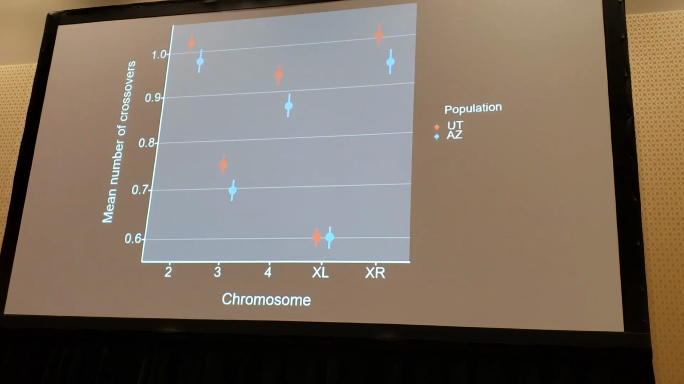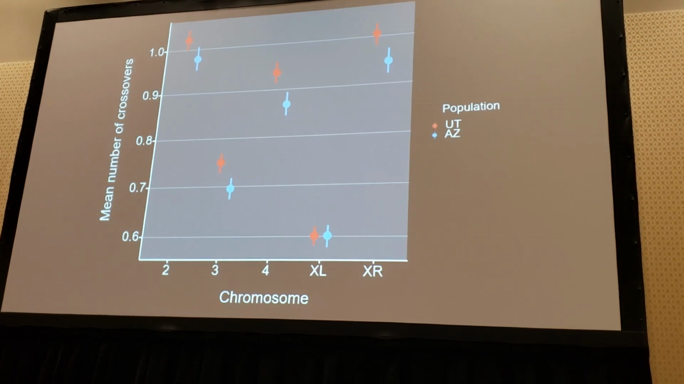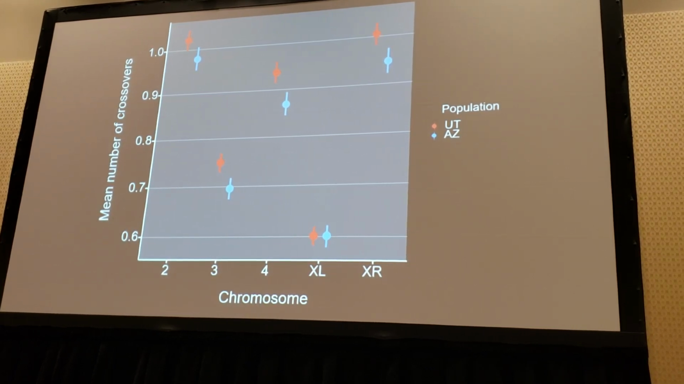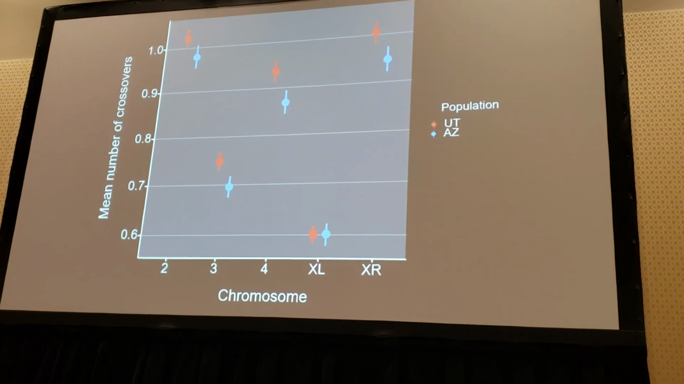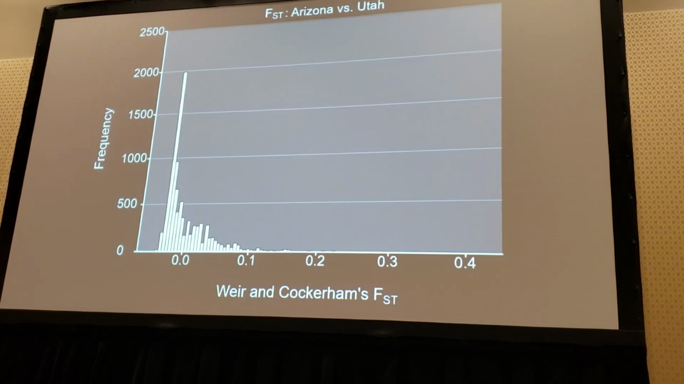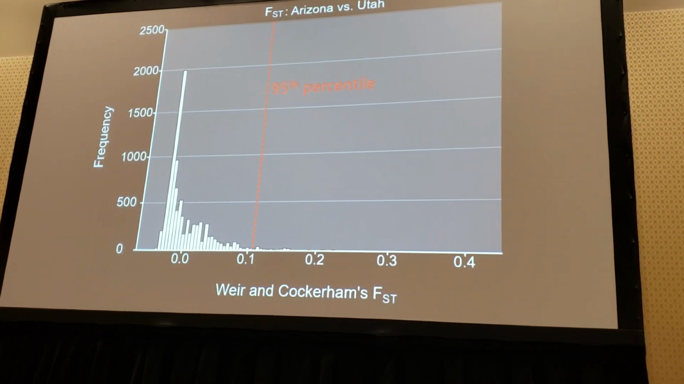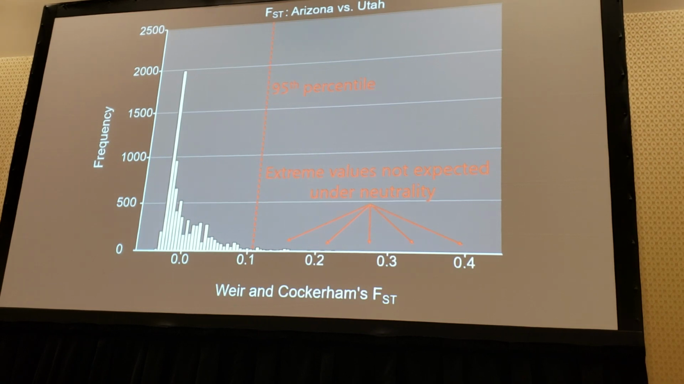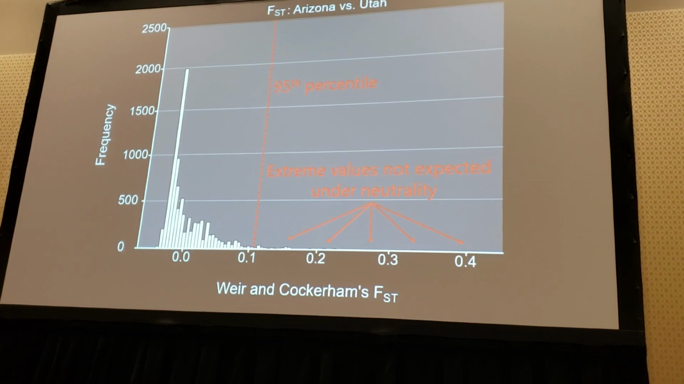Just to jog your memory, this is the difference in recombination rate that we observed at the chromosome level. The idea was to compute a QST for each one of these, and then map those back onto the FST distribution. Here's our FST distribution. Here's, for example, the 95th percentile, and we can consider things above the 95th percentile extreme, or unexpected under a neutral distribution. There are more formal ways of doing this.